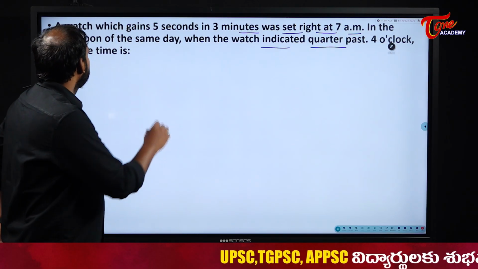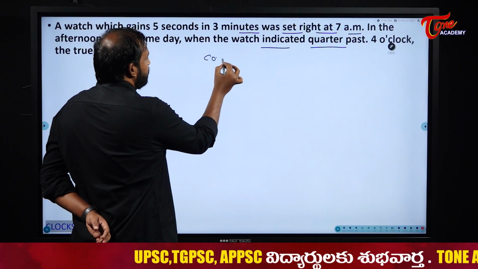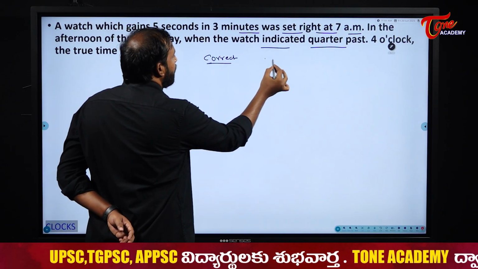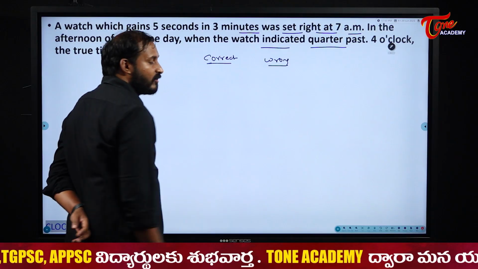Try to solve this one. Correct, wrong, comparison, correct and wrong comparison.